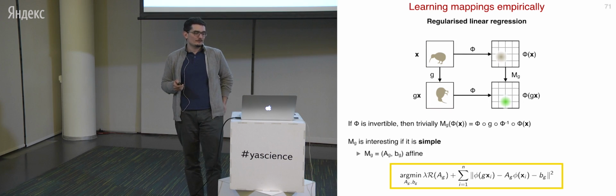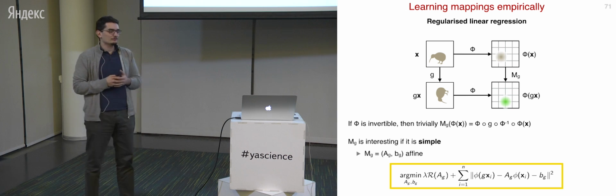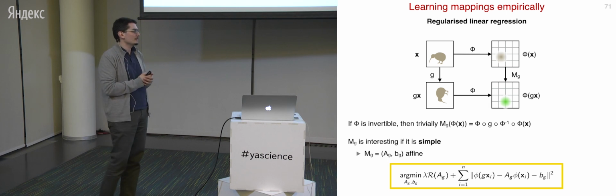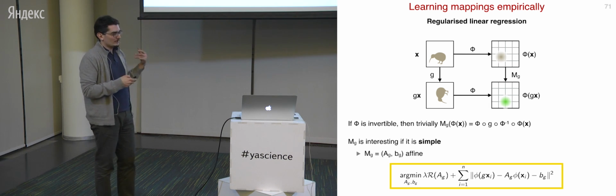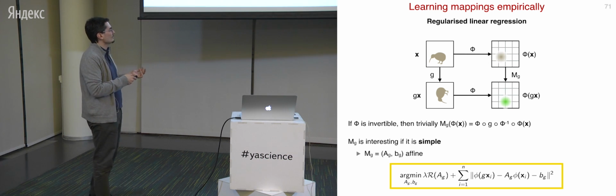Now, how do we find this M_g in practice? Well, for HOG, we might actually think to do that analytically because HOG is an analytical feature defined formally through math. But for CNNs, we cannot do that because that's being learned. So we're going to need to learn that too. So how do we do it?